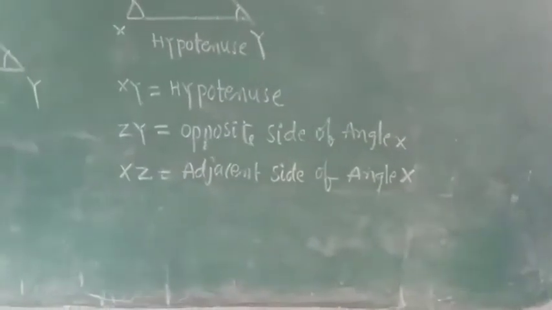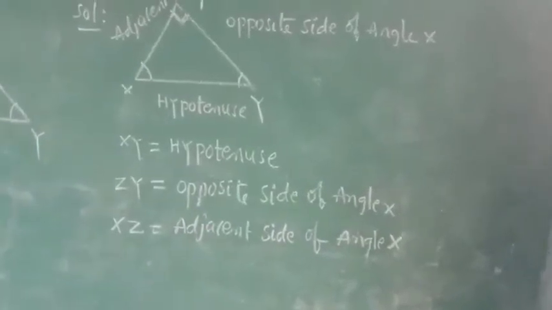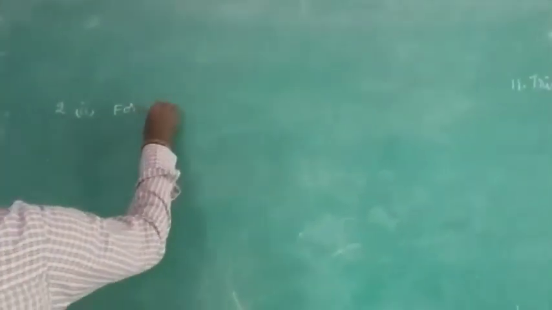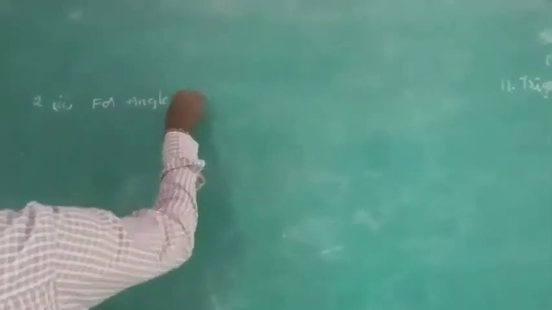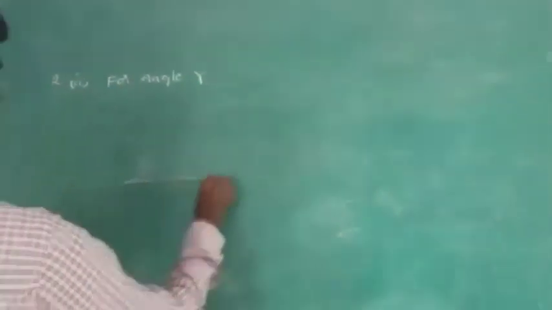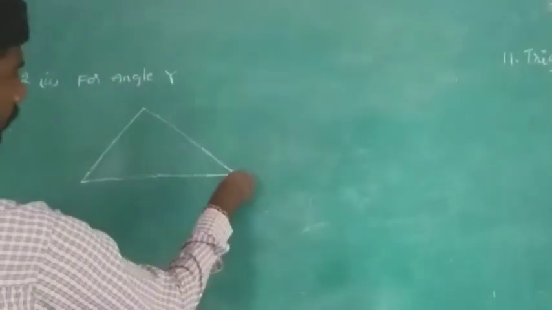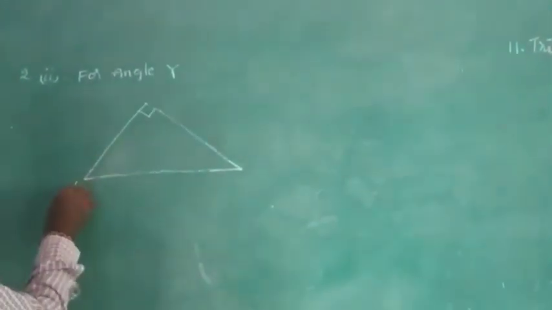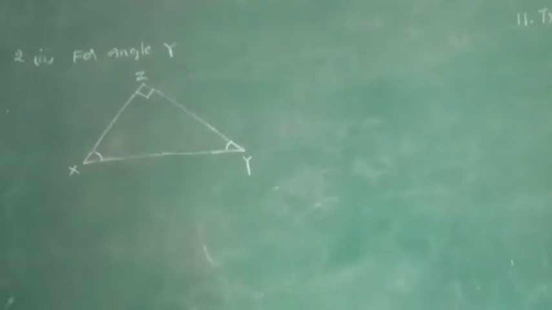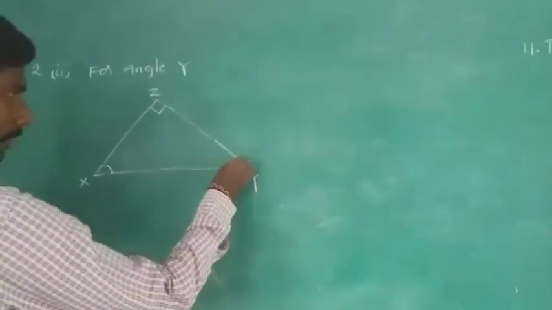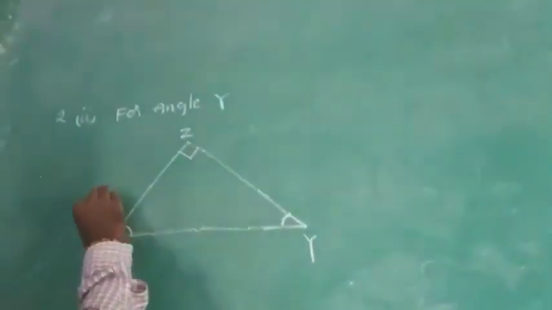Then I would like to tell you the second one's answer, right? So here is the triangle. Now the second one, angle Y. So the same diagram we need to take. Right? This is the 90 degrees. Here is the X. Here is the Y. And this is the Z. For angle Y, the opposite side is ZX.